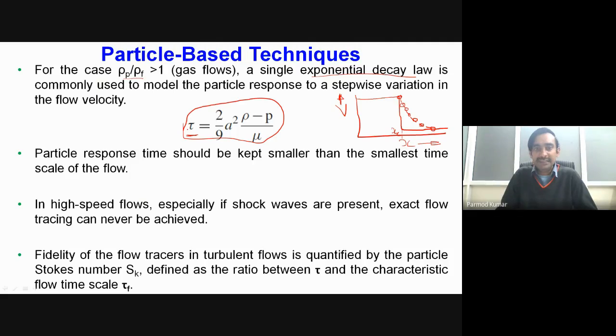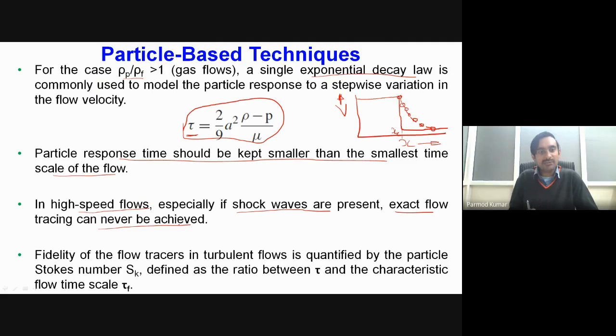Okay, if it is lesser in comparison to the response time, then obviously we will be having some errors in our obtained velocity field. So that's what is written over here, that particle response time should be smaller than the smallest time scale of the flow. Then, while we are using the particle-based techniques, particularly for high-speed flow, where we are having the occurrence of nothing but shock waves, in this particular situation, what happens? Exact flow tracing can never be achieved.